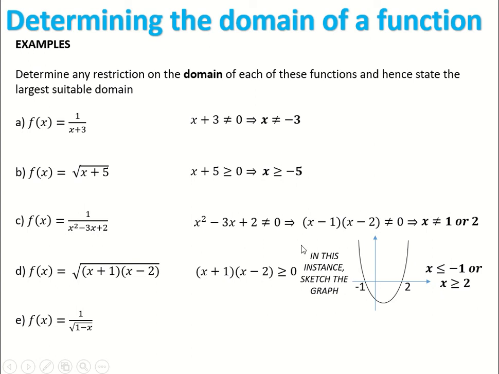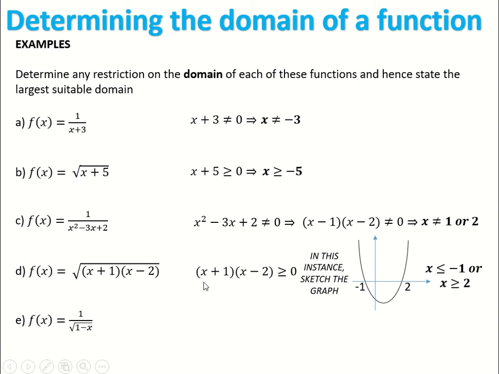Similarly, if this was reversed, if you were looking for x plus 1 times x minus 2 to be less than or equal to 0, it would be all these values in between. In other words, where x is greater than minus 1, but less than 2. It's very, very important to understand the difference between this one and this one.